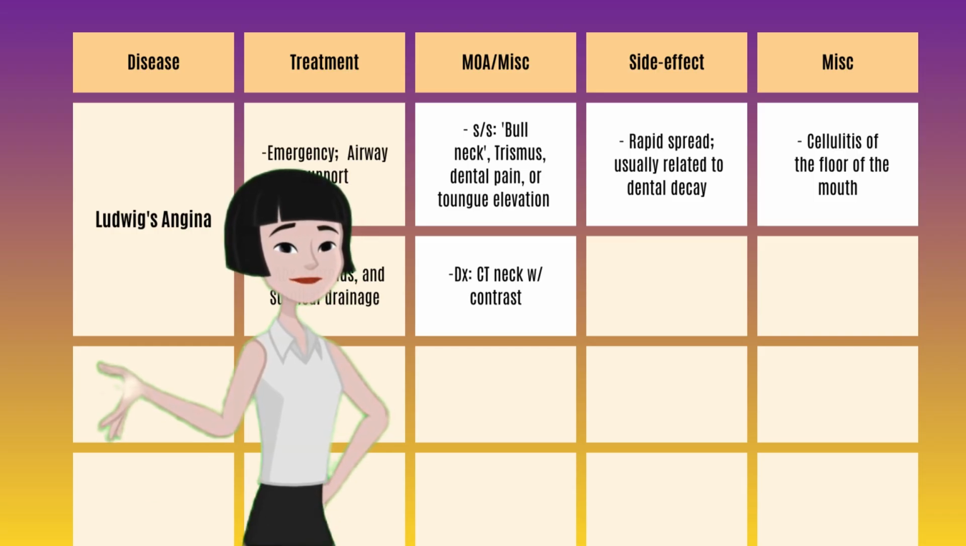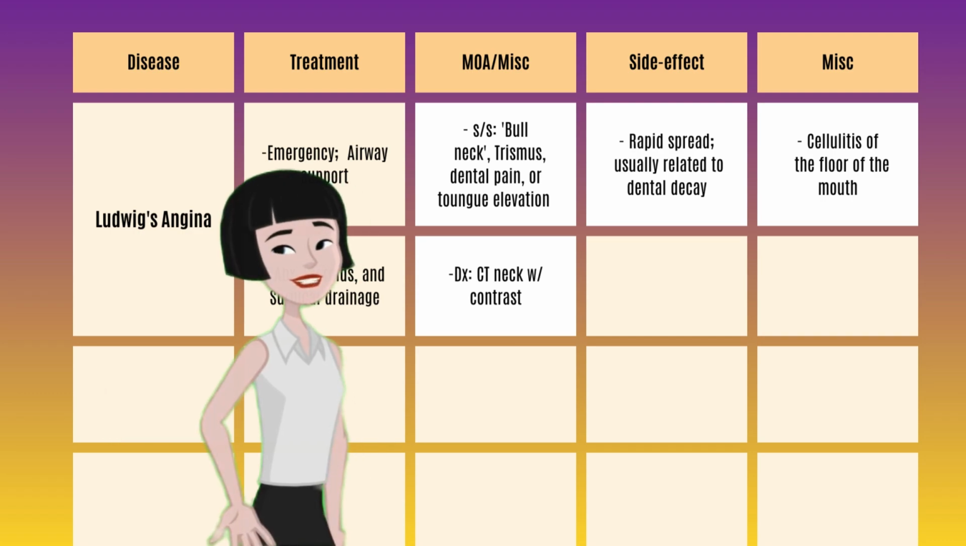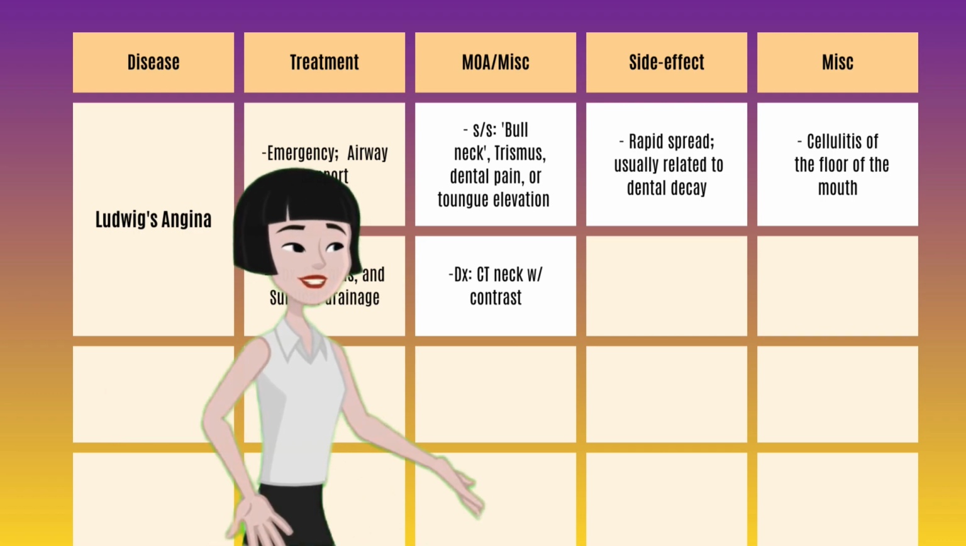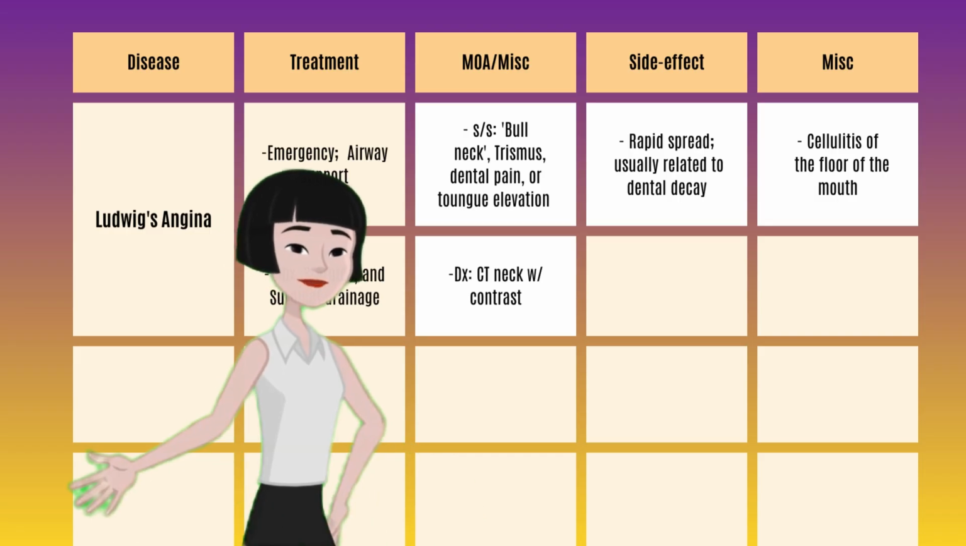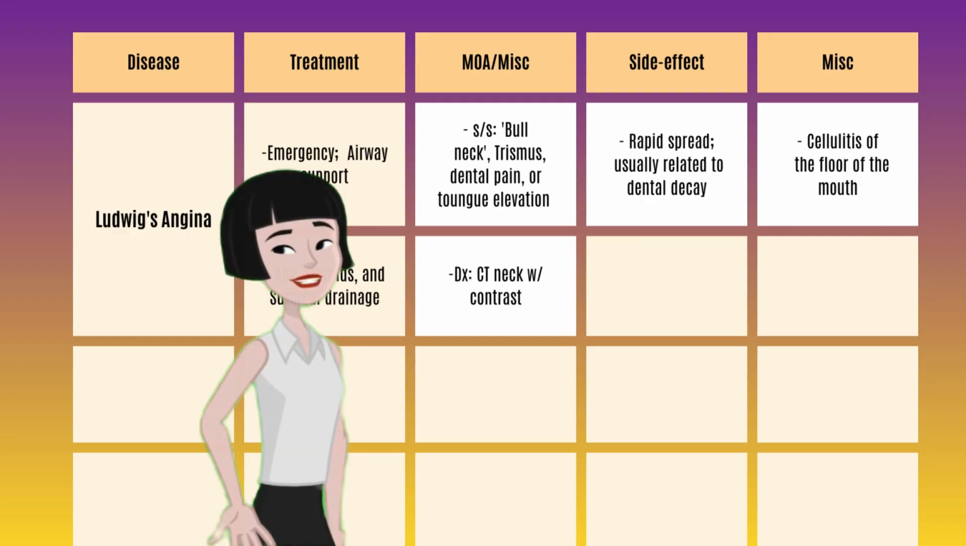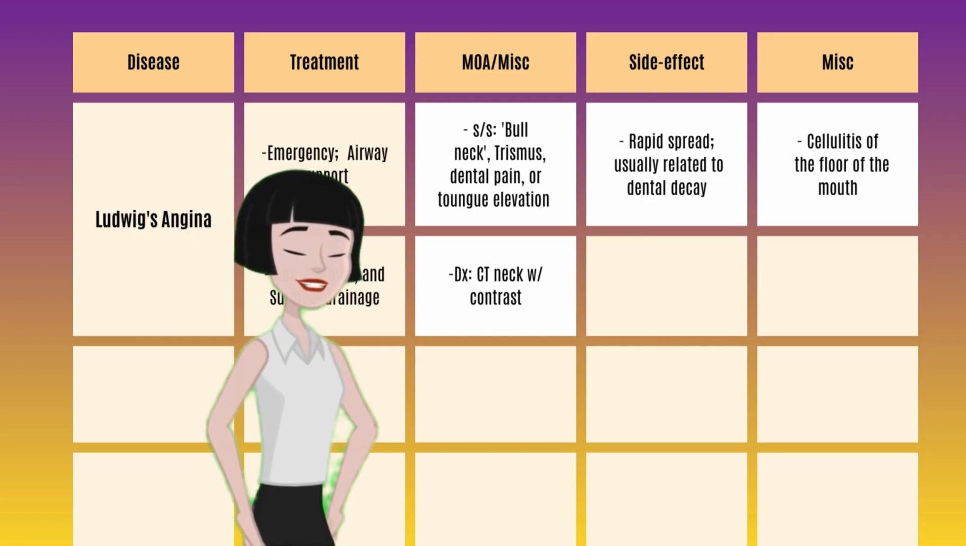Patients typically present with a bull neck appearance, trismus, dental pain, or even tongue elevation. The infection is usually linked to dental infections or decay. This is why you should always encourage good dental hygiene in your patients. Diagnosis is made with a CT neck with contrast. Of course, check a CBC and get blood cultures.